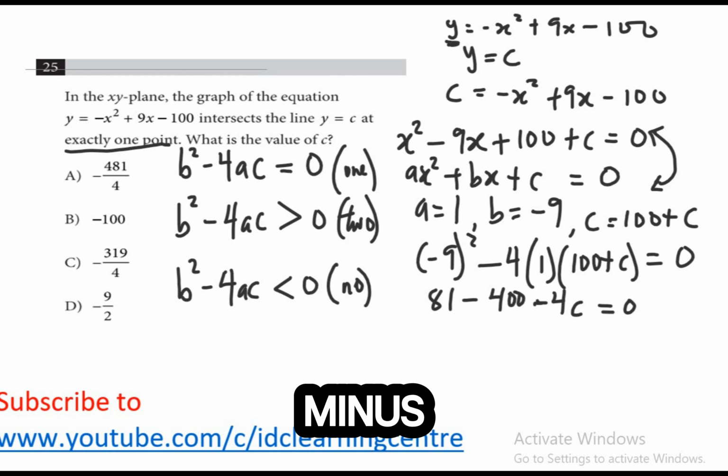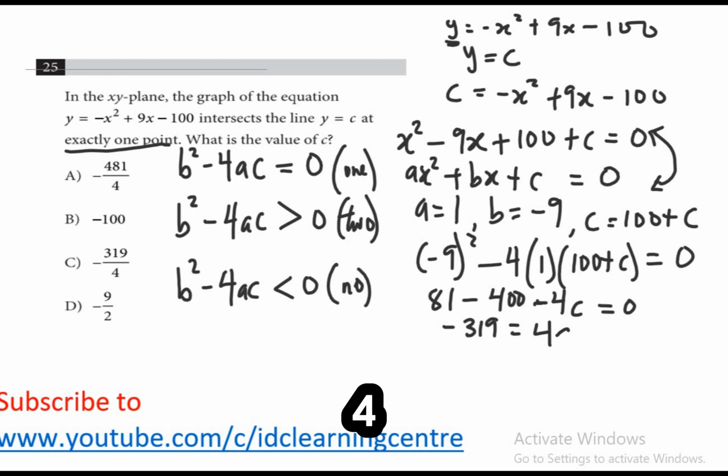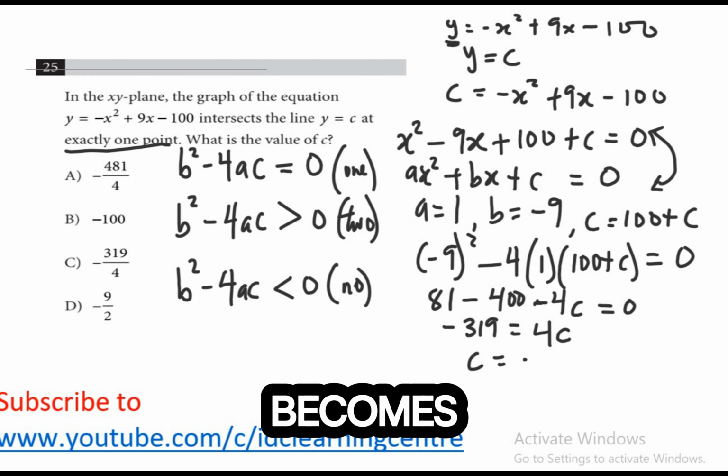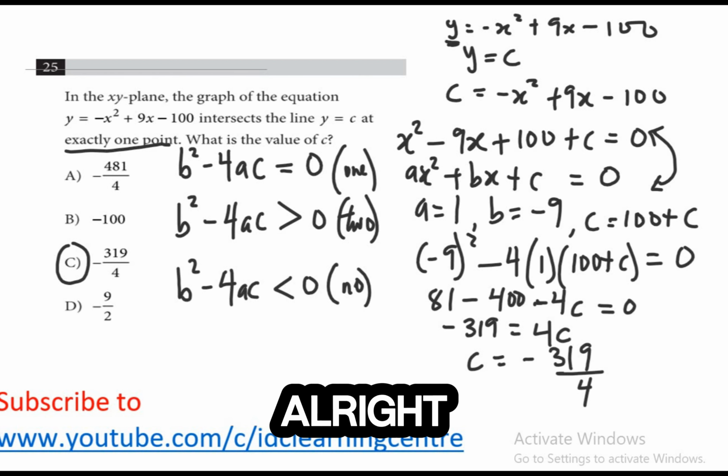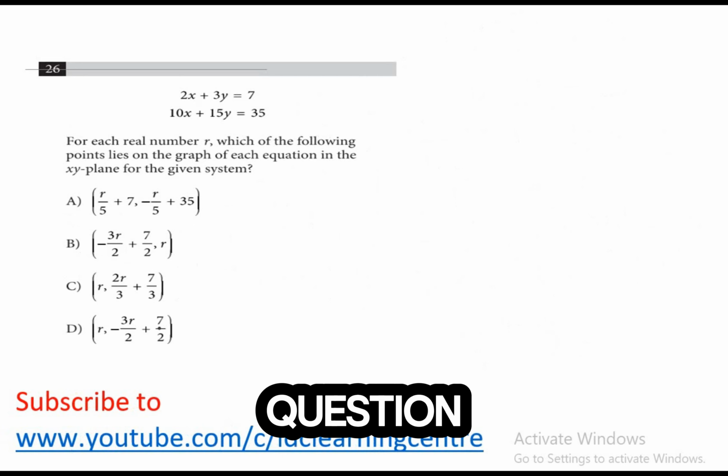So I'll move minus 4c to the other side. 81 minus 400 is minus 319 equals, if I move minus 4c to the other side, it becomes what? 4c. So dividing both sides by 4, c becomes minus 319 over 4, and that will give us option C as our solution. I hope that is well understood. All right, so we'll move on to the next question, question 26.